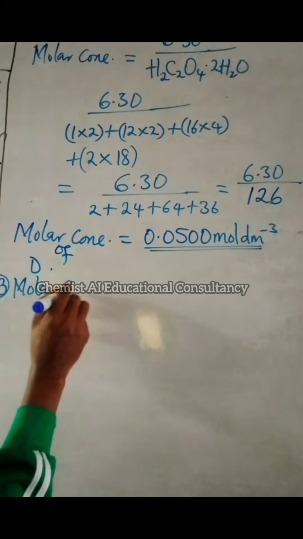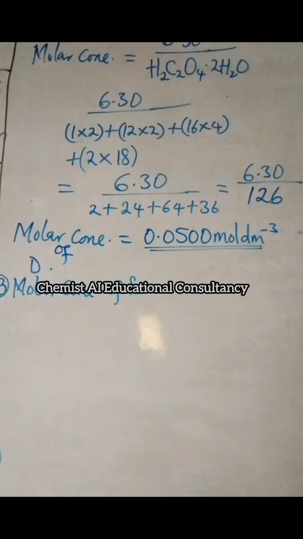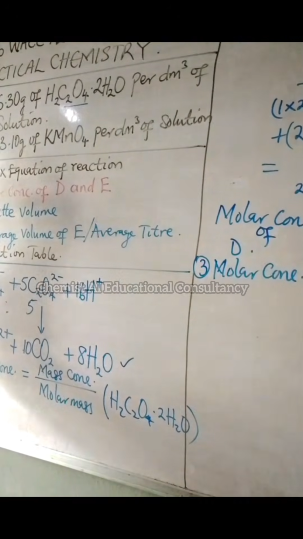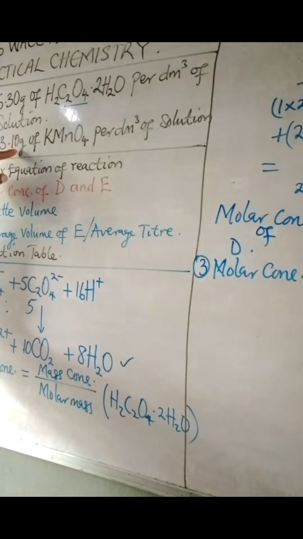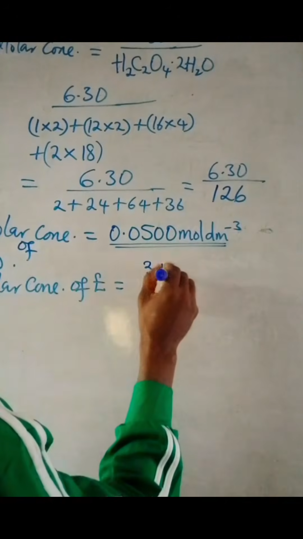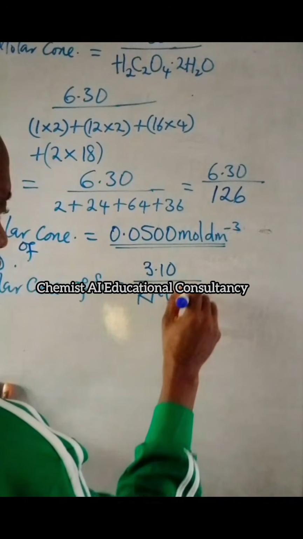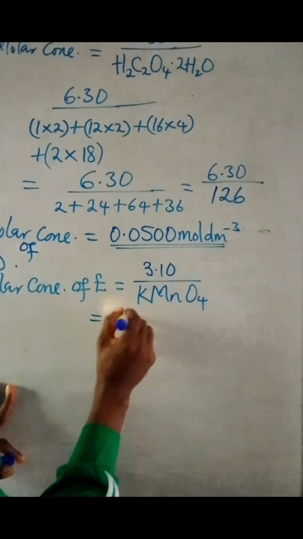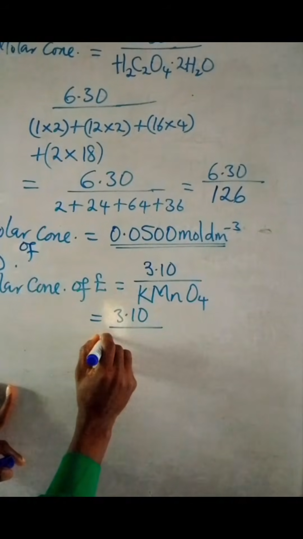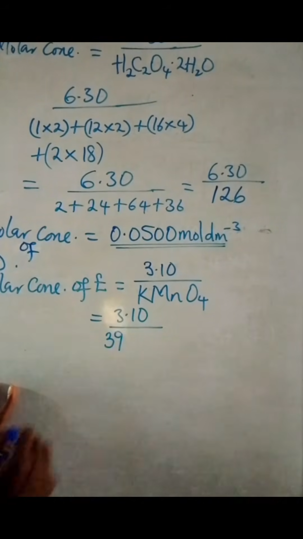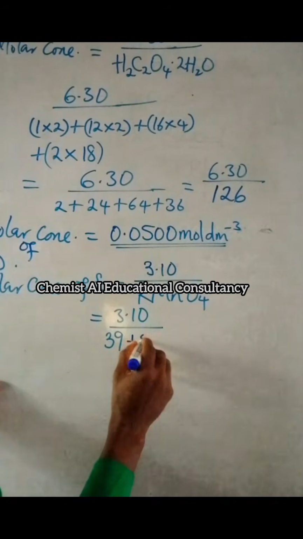Number 3, molar concentration of E. Remember, E is potassium permanganate, and the mass concentration is 3.10 grams. 3.10 grams over formula mass, which is KMnO₄. What we have is 3.10 over atomic mass of potassium, which is 39, atomic mass of manganese, which is 55.